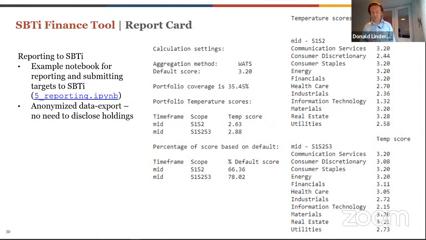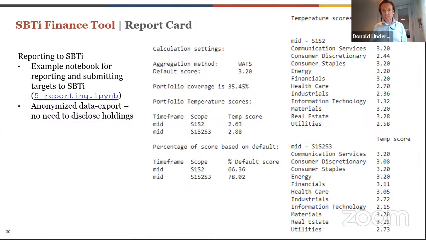Now, coming back to reporting, what we were talking about before. So you've devised your engagement strategy, you feel quite happy that you can reach whatever target you set yourself to reach. Then you want to submit this to the Science Based Targets for validation and hopefully for approval. And then you can use a different notebook, which is number 5, and we'll show you some links to those in a moment.